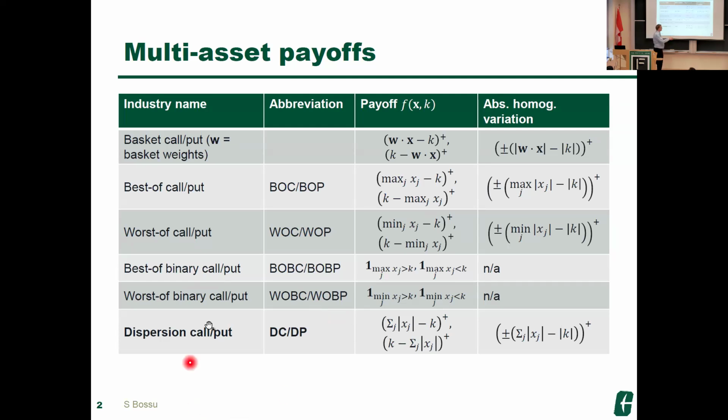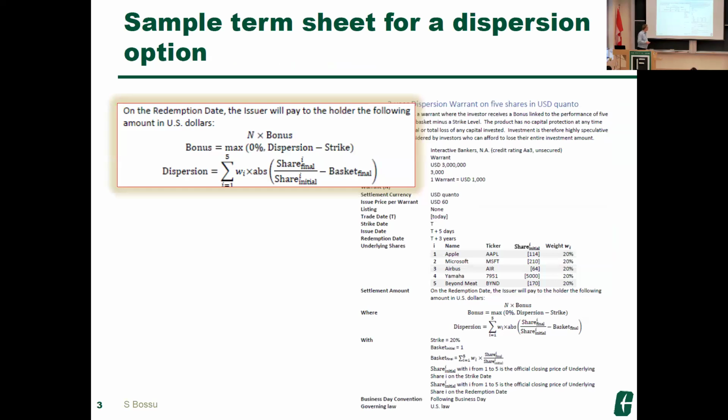Absolute homogeneous variation is really relevant for the second part, and that's just putting absolute values everywhere, so that if we multiply X by lambda and K by lambda, we get the absolute value of lambda times the original payoff, and that's relevant for technical reasons. Okay, dispersion call, I will skip quickly, but this is an example of a term sheet of a transaction between a bank and a customer. You see as the payoff the positive part of the dispersion minus the strike, and dispersion is the sum, let's say with equal weights, of absolute values of returns.